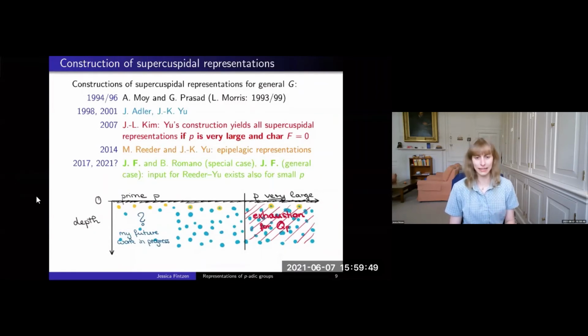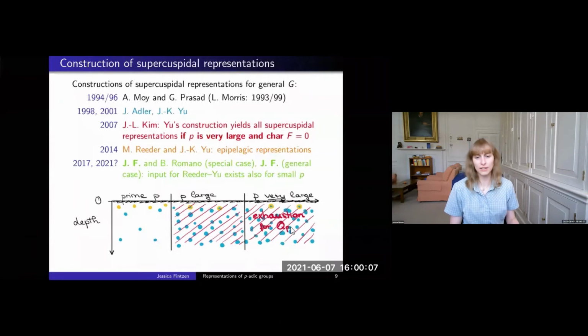Instead, what I'd like to tell you about is this different zone here. The zone where the prime p is just large and not very large, because there are a lot of dots here. So the question is, in which region do we actually get everything from the used construction? And this region turns out to be much larger. We only have to assume p is large, not very large.